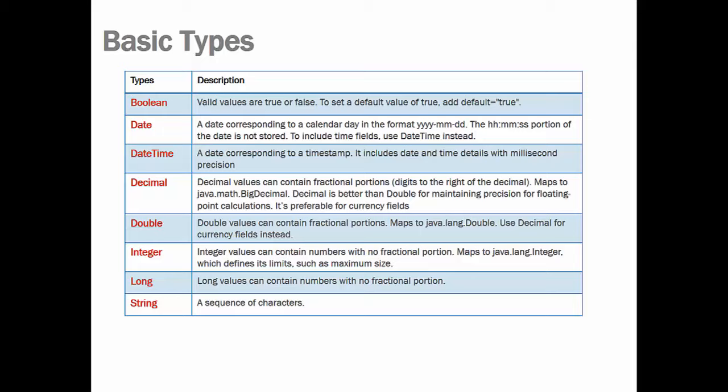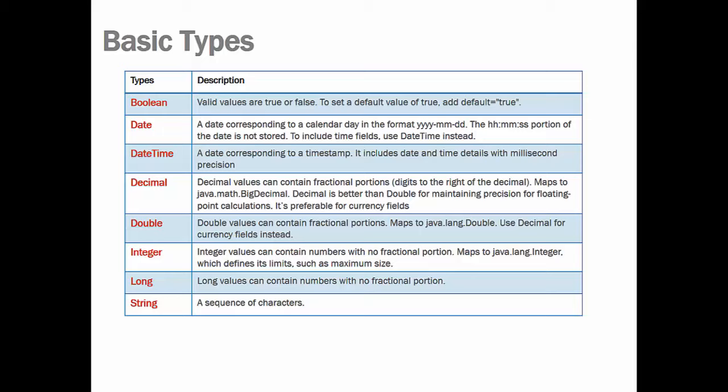All right, here's a chart. Basic types. On the left-hand side, or left column, I've got the types highlighted in red and a short description of what that type is. So, for example, a boolean. We all know what a boolean is, right? True or false.